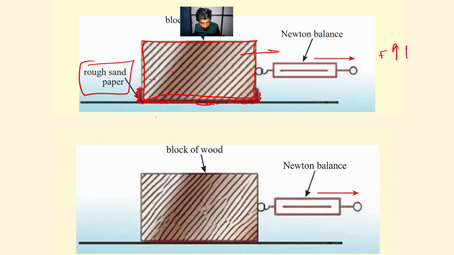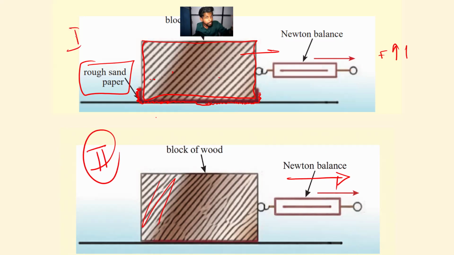But here, between the box and the table, there's nothing there, right? There's nothing between the box and the table. Both of them are smooth. So what happened? In case 2, we will easily pull that box. But in case 1, it will be a very difficult task to pull that box, because the nature of the surface becomes hard here.